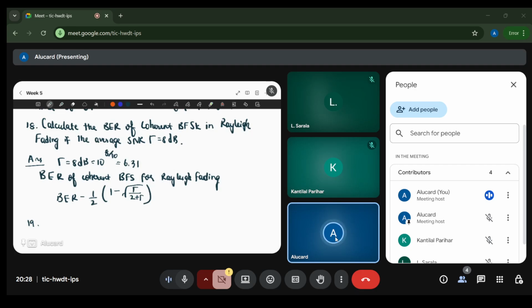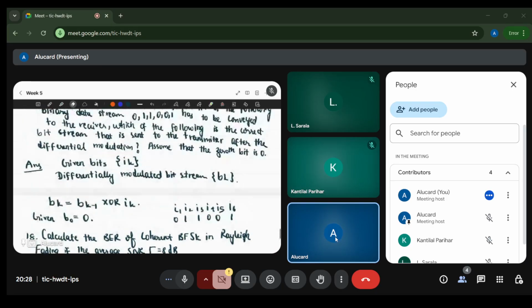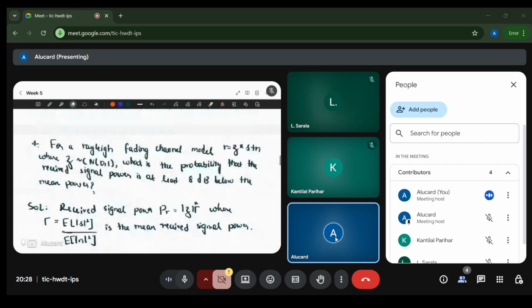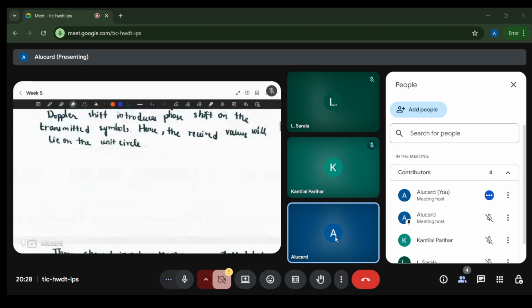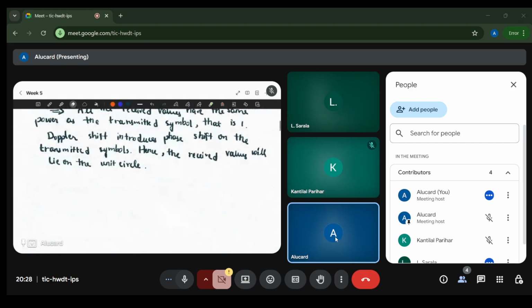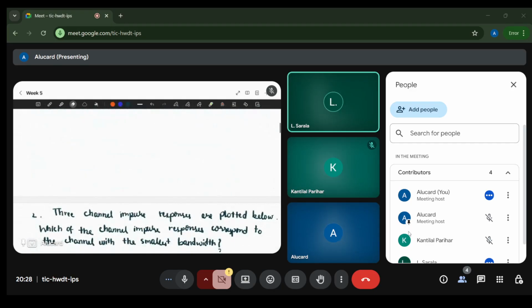Okay, those are the questions in this week's assignment. Most of the questions I have given you the method to solve them. You just have to go back and actually do the calculations. Any questions?